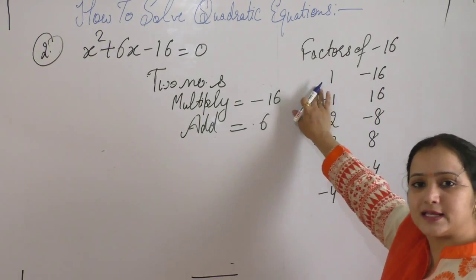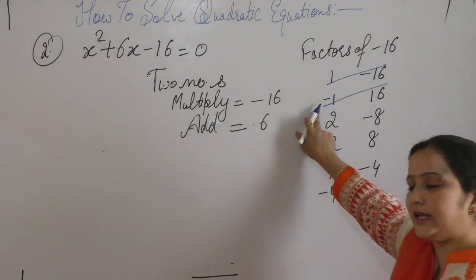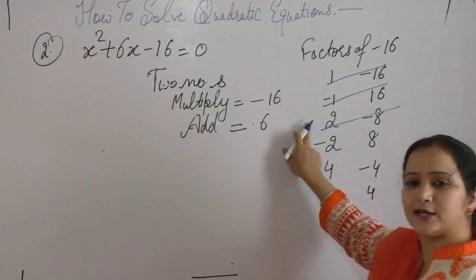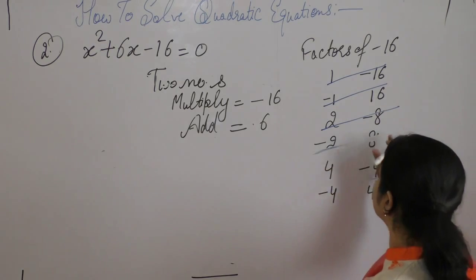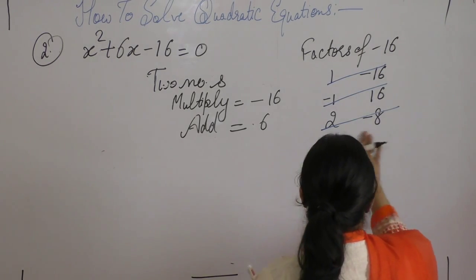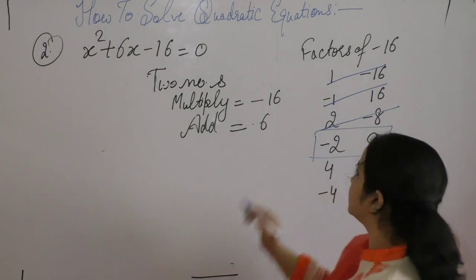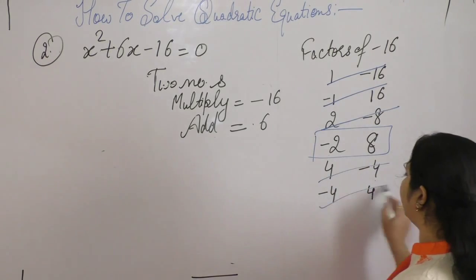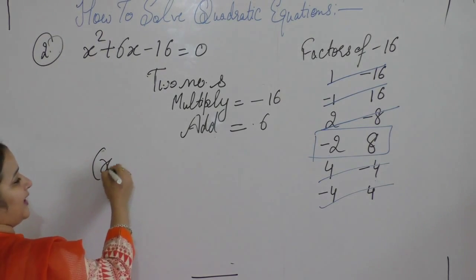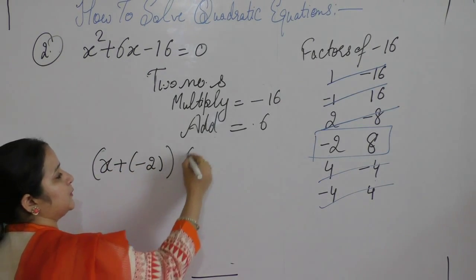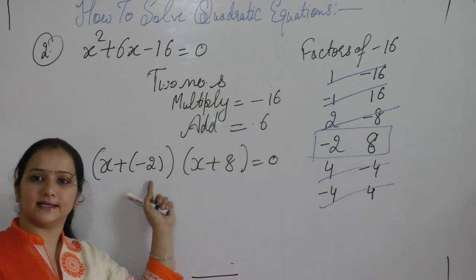Minus 16 plus 1 is minus 15, 16 plus minus 1 is 15, 2 plus minus 8 is minus 6, 8 plus minus 2 is 6. So the factors are minus 2 and 8. 8 minus 2 is 6, so we do not need to check all the other factors. So minus 2 and 8. The factors are (x plus minus 2) and (x plus 8) equals 0. Plus minus is minus.